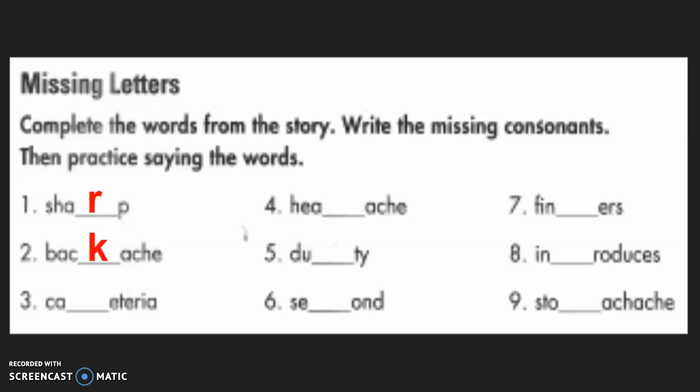Number 3. Cafeteria. What letter is missing from the word? F. Cafeteria. Number 4. Headache. What letter is missing? D. Headache. Number 5. Dusty. What letter is missing? S. Dusty. Number 6. Second. What letter is missing? C. Second.